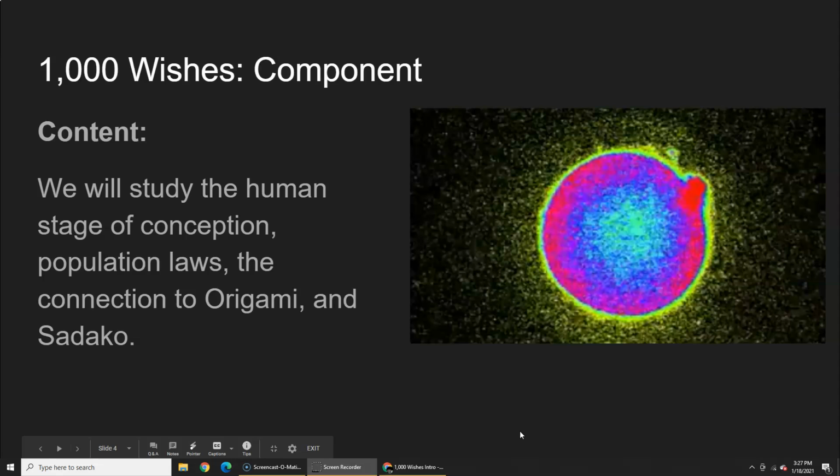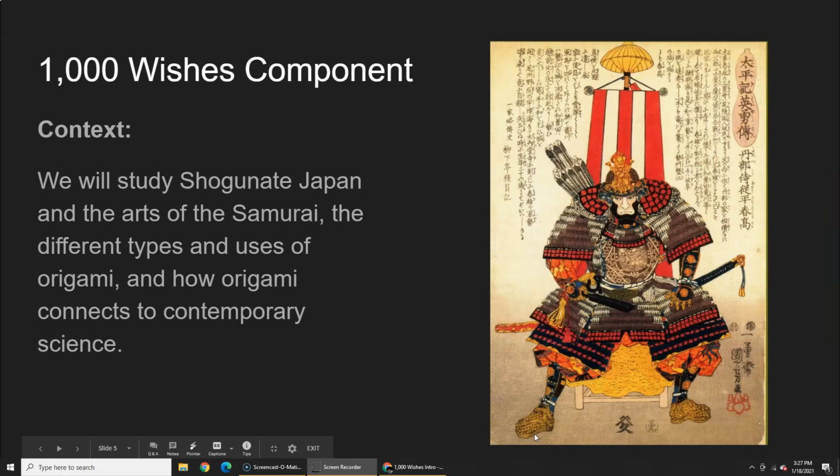So we're going to look at these components. Your first component is content. Well, it might be your first. It depends which cohort you're in. Content studies the human stage of conception, population laws, and the connection of conception to origami and Sadako. The component of context, we will study shogunate Japan and the arts of the samurai, the different types and uses of origami, and how origami connects to contemporary science.